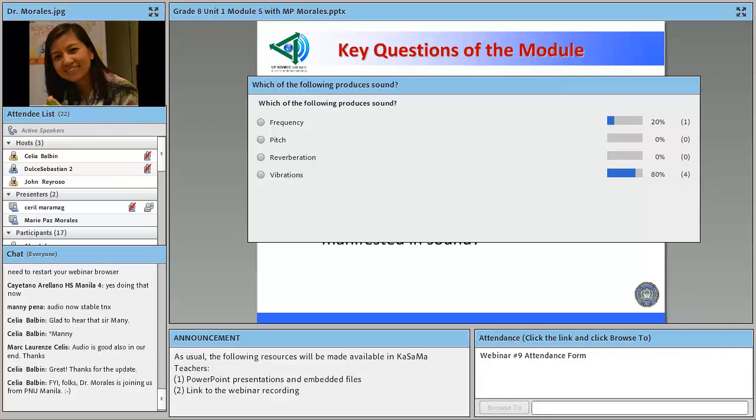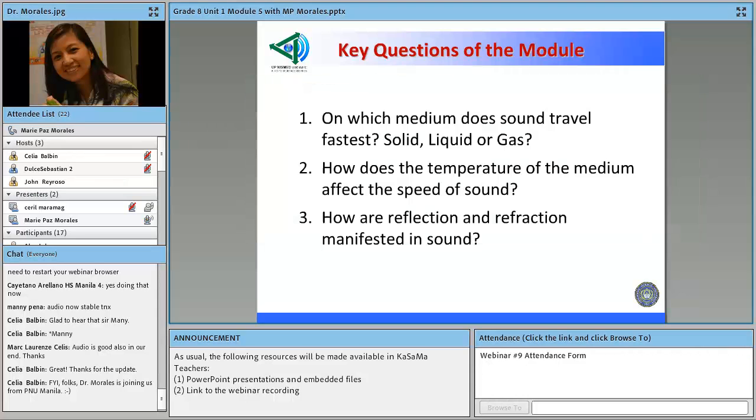Okay. So most of you, thank you, Ma'am Sel, answered vibrations. At least I know that there are some of you who answered frequency. So this sample question and the rest of the questions which will be presented to you can serve as your pretest. So they can guide you to determine the different misconceptions.